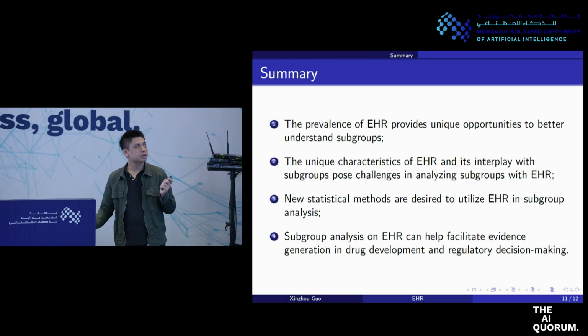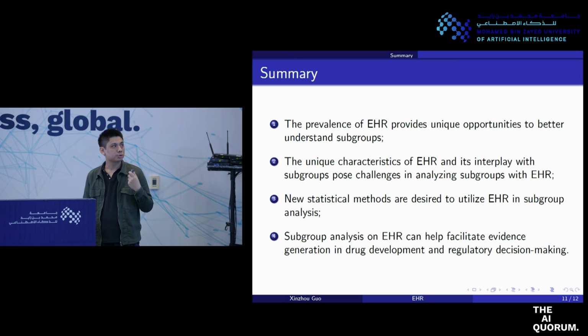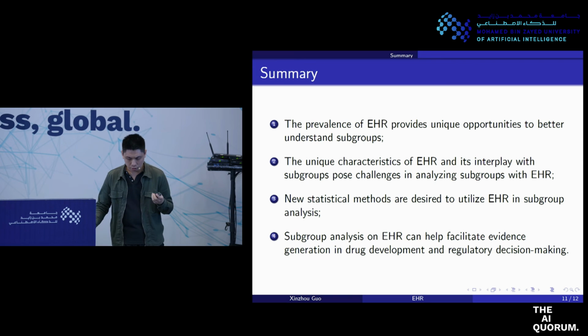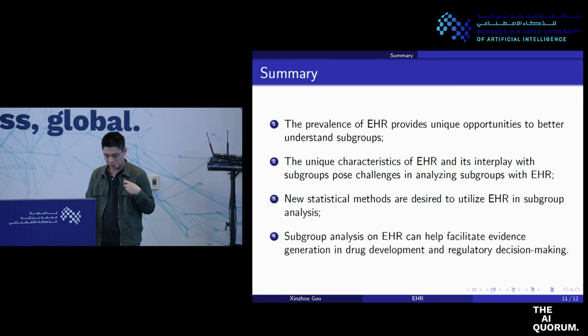Okay, a brief summary. First, the prevalence of EHR provides a unique opportunity to better understand subgroups. Routinely, we do subgroup analysis based on randomized controlled trials. However, randomized controlled trials have many limitations, including low power, limited generalizability, and limited biomarkers, which limit our ability to look into the subgroups.